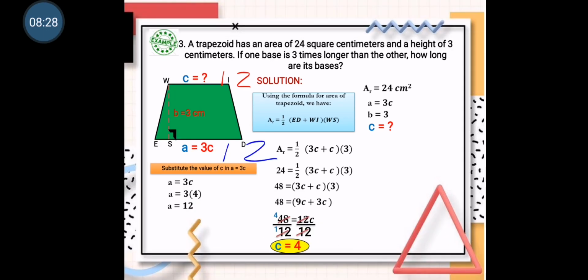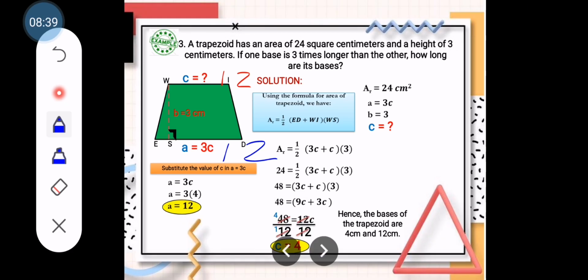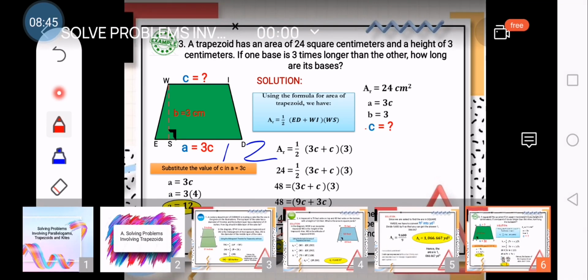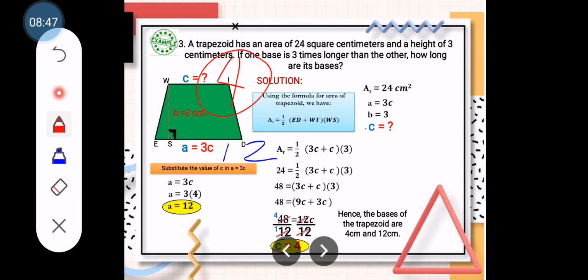Okay? So, the measurement of the bases of our trapezoids are 4 centimeters. Ito pala. Mali. So, dapat yun ay 4. Typo error lang po. Ito yung 4. Kasi yan yung missing. So, 4, 4, and 12. Okay? So, yan po yung base natin.